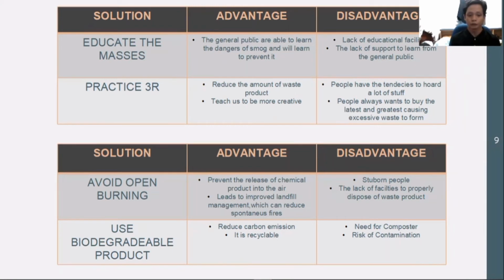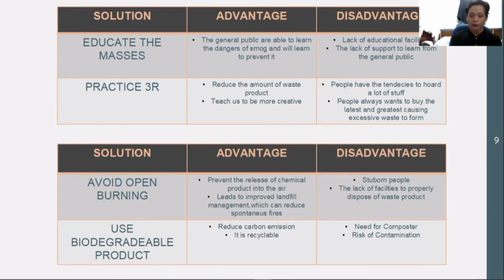The other solution for this problem is to use biodegradable product. This can reduce the carbon emission, and biodegradable product is also recyclable. The disadvantage of this is that we need a composter to decompose biodegradable product. A composter is not only very expensive, but some people, or some countries rather, don't have the proper equipment to produce it. The second is the risk of contamination.